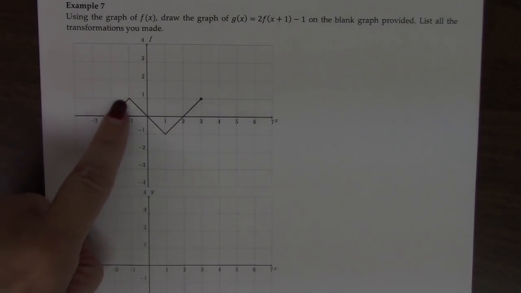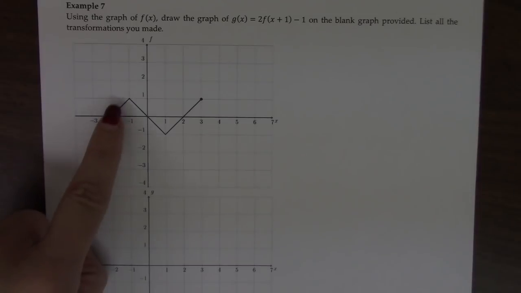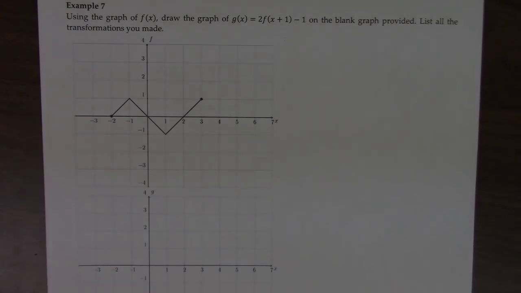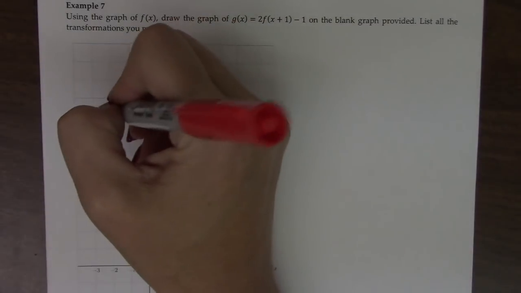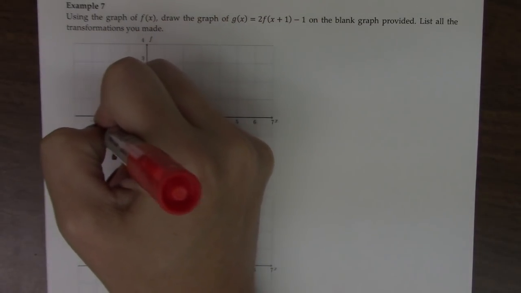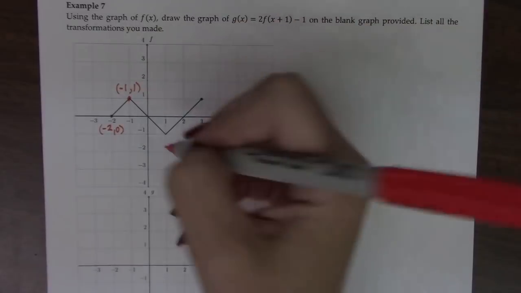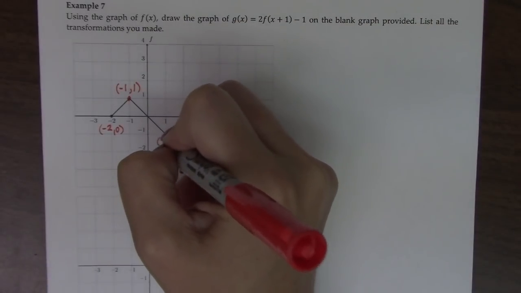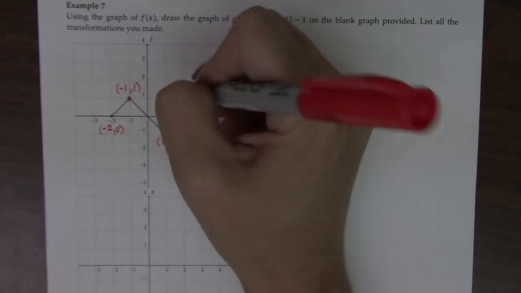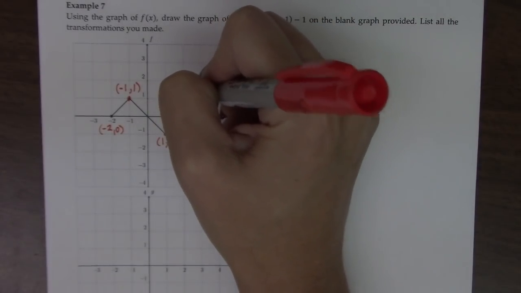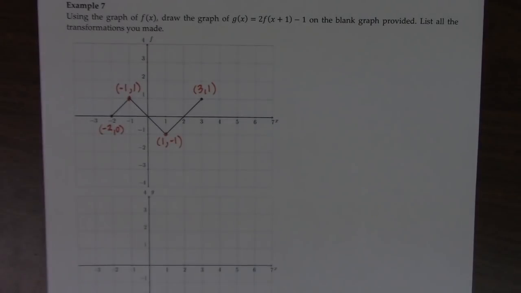So I know this graph has a weird zigzag, and I want to make sure that these 4 points hit the correct corresponding place on the next graph. So I'm going to label their coordinate points. So this one is (-2, 0). This is point (-1, 1). This is point (1, -1). And this is point (3, 1).